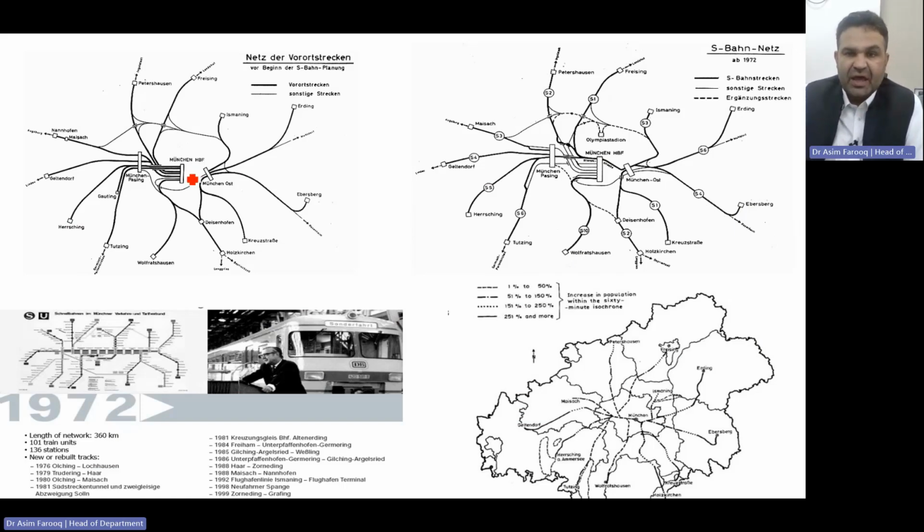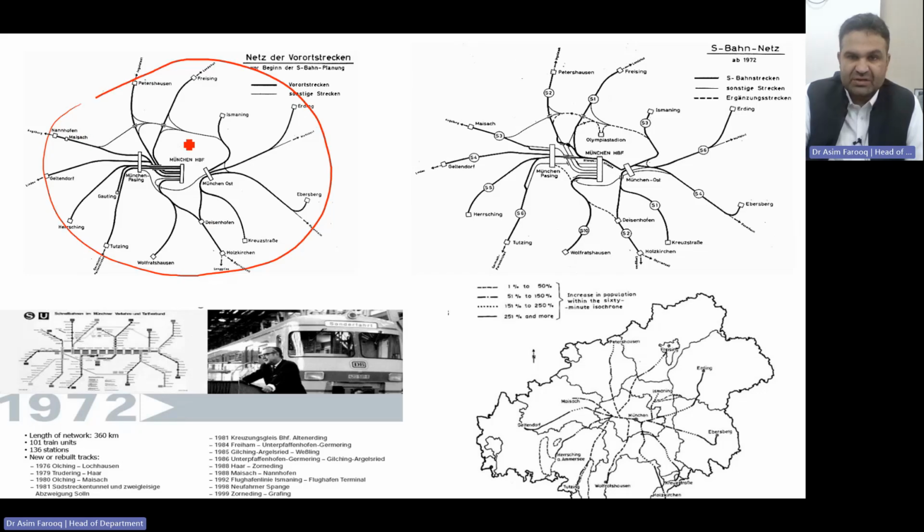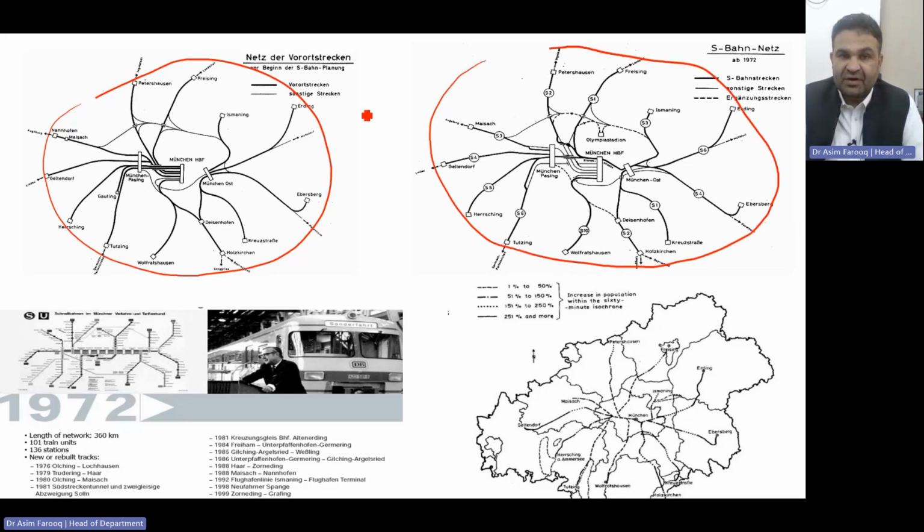This is the typical example. You can see here in Munich city how it looked before the railway station. When the S-Bahn planning was started, the city looked somehow like that, with those outskirts. In 1972, during the Olympics, and even before the Olympics, Munich had introduced the Schnellbahn. The Schnellbahn was connecting the urban areas and the rural areas with the city center.